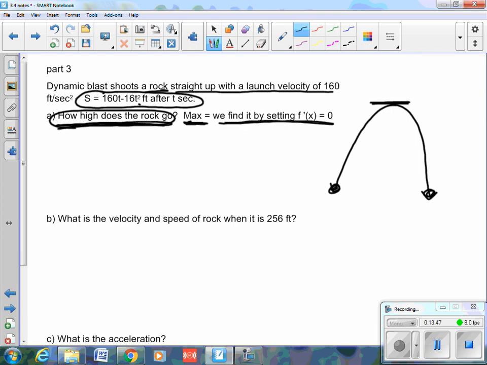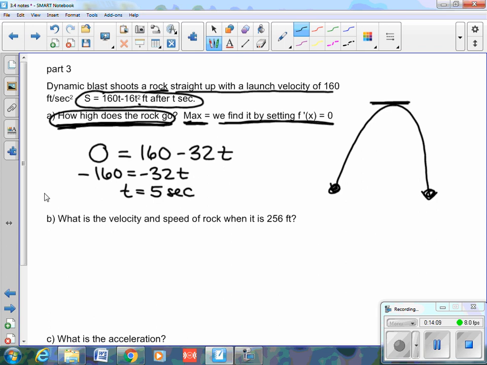So the derivative should be easy. Just set that equal to 0. The derivative of 160t is 160. The derivative of a negative 16t squared is a negative 32t. Subtract 160, divide by negative 32. I'll just do it really quick. T equals 5 seconds. Is it seconds? Yes, I have to look at my units. At exactly 5 seconds is when that rock will hit its maximum.